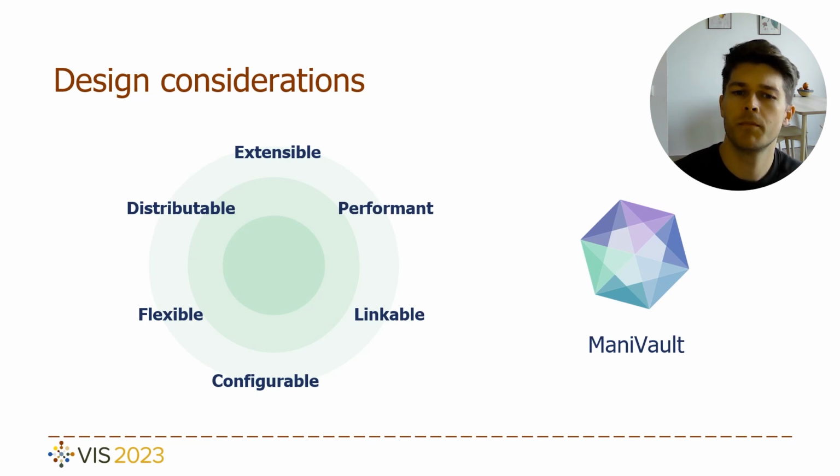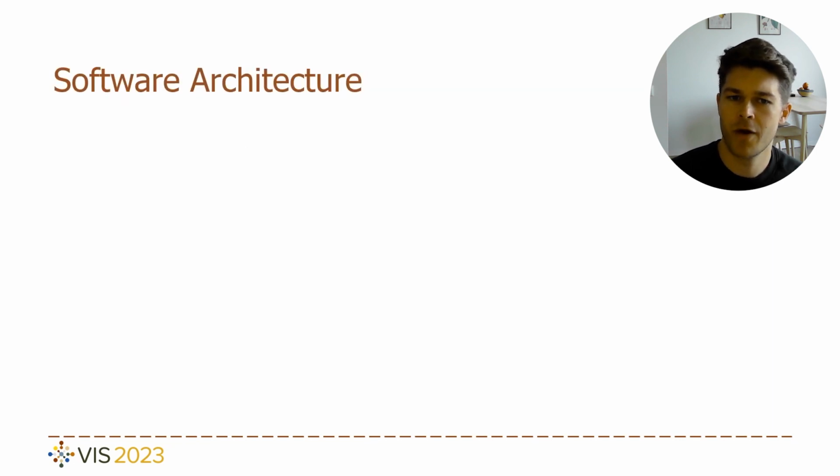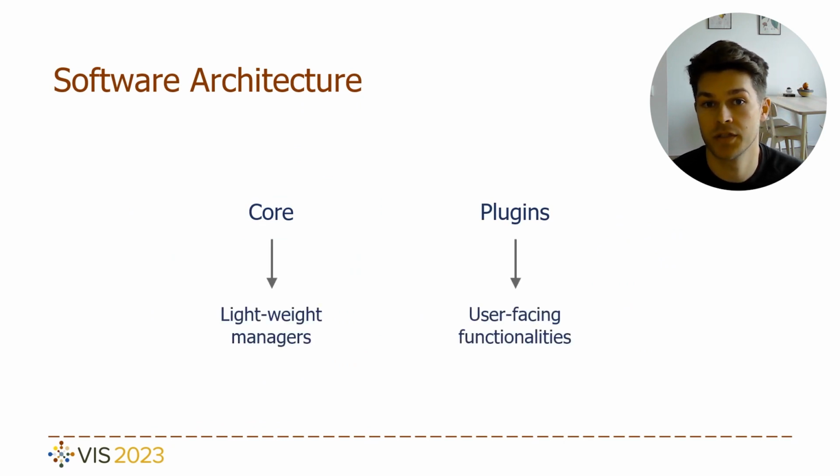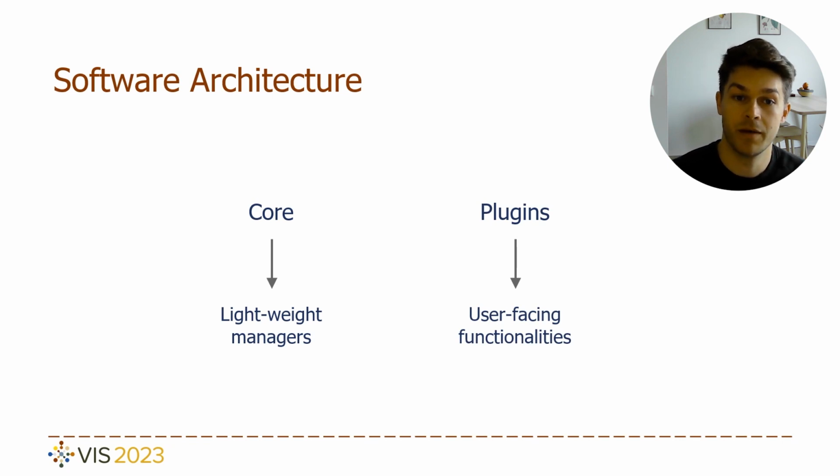So, how do we approach this with ManiVault? The framework is implemented as a modular system and consists of a core and plugins. The core application is a lightweight set of managers, while self-contained plugins supply all user-facing functionalities. This modularity provides a means to extend the framework with new functions, but seemingly stands in the way of another requirement that we just mentioned. How can parameters be shared across plugins that are all self-contained?